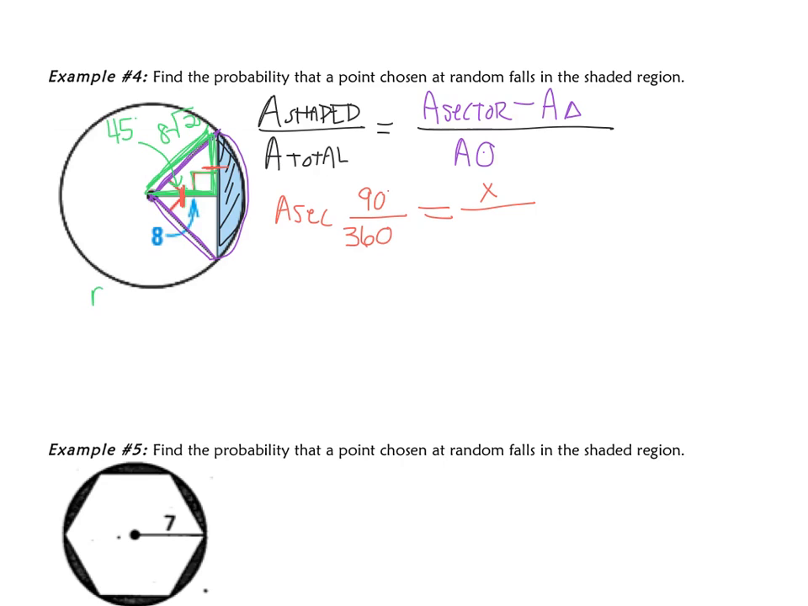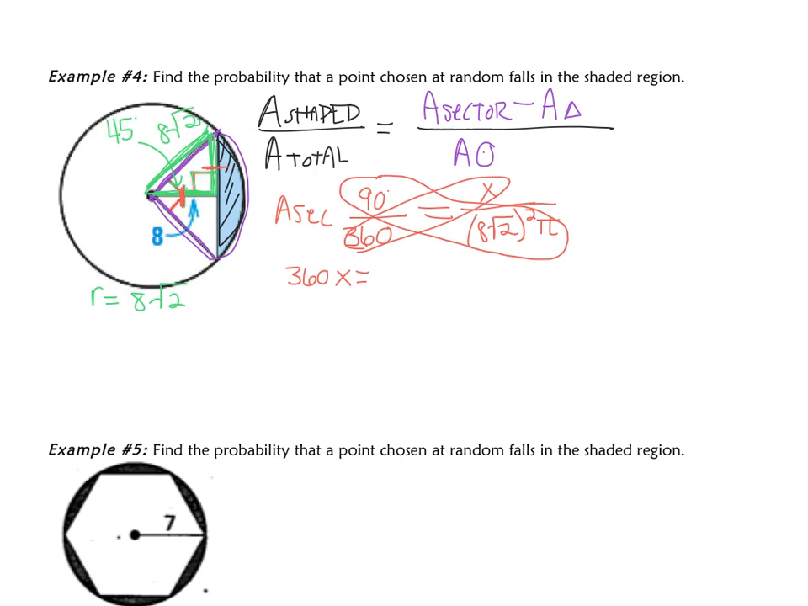That then is the radius of this circle, 8 square roots of 2. So I plug that in for the area of a circle, which is pi r squared. I'm going to take 8 square roots of 2, square it, and then multiply by pi. As always, we're going to cross multiply and solve for x. So I get 360x equals 90 times 8 square roots of 2 squared times pi.